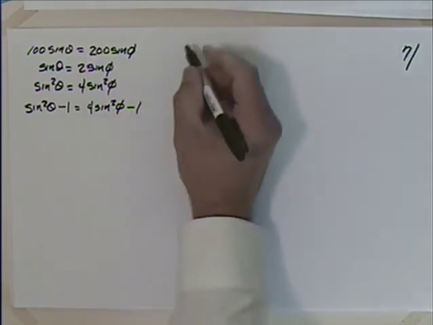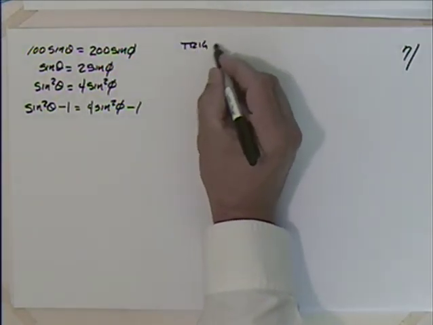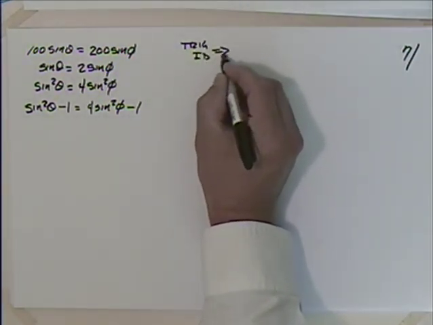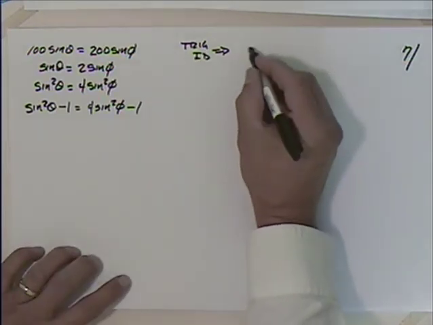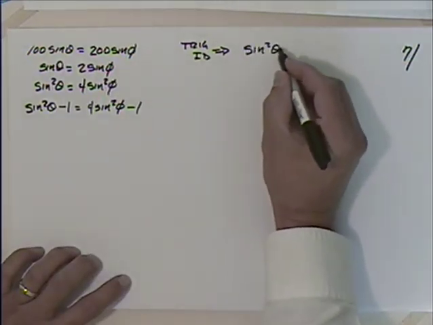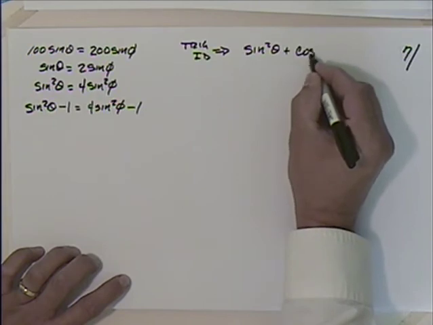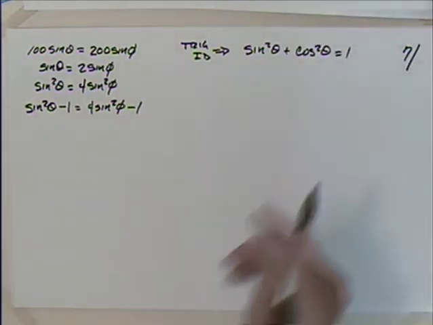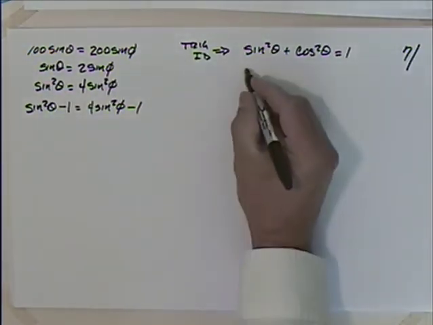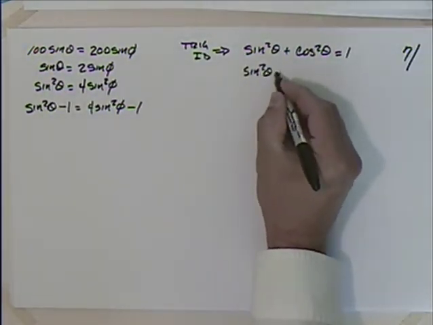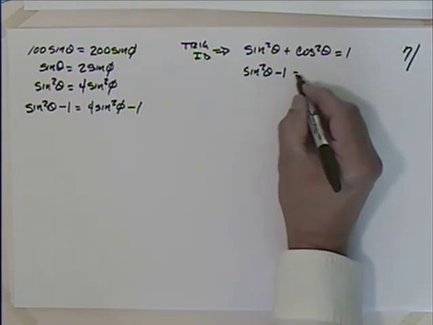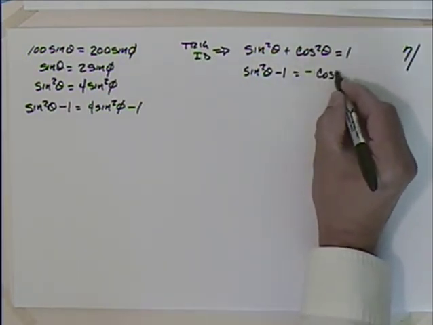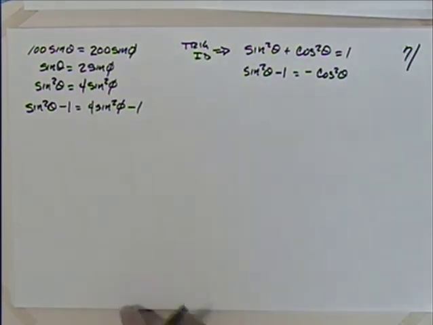Well, I could recognize, I go over here to trig ID. This is a pretty common one. Sine squared theta plus cosine squared theta is equal to 1, right? The equation of a circle. So I could say that sine squared theta minus 1 would be equal to minus cosine squared theta, rearranging that.